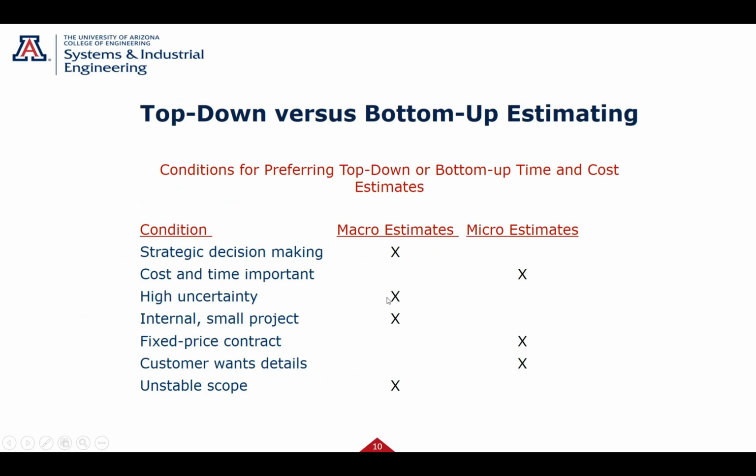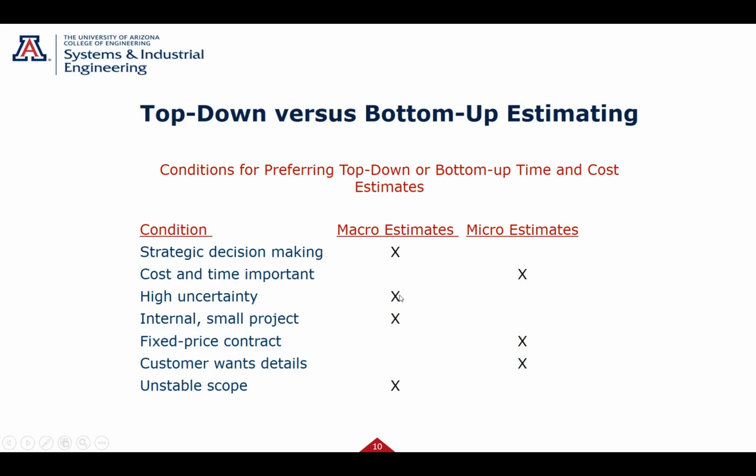Okay, when do we use the 2? Let's look at this, top-down versus bottom-up. If you're just doing strategic decisions and you're trying to trade off some different strategies, you'll probably just get the teams doing some top-down macro estimates. If cost and time are really important on the project, then you're going to have to do a micro or bottom-up estimate. If there's high uncertainty, you're not sure about this project versus that project, you're trading off projects. This goes along with strategic decision making. Why bother doing a bottom-up? Just do some top-down.